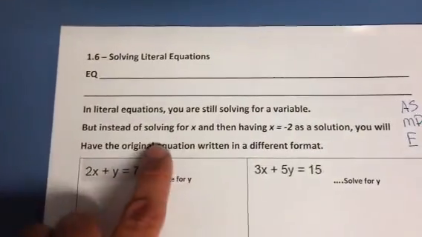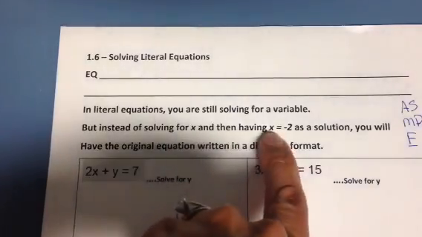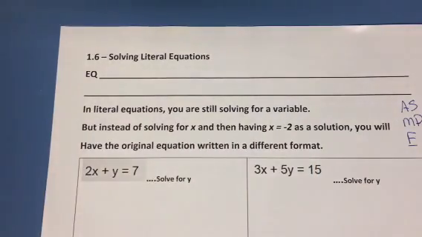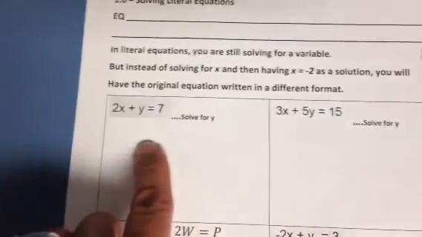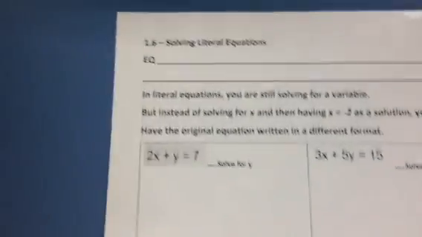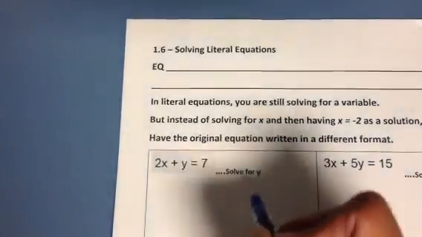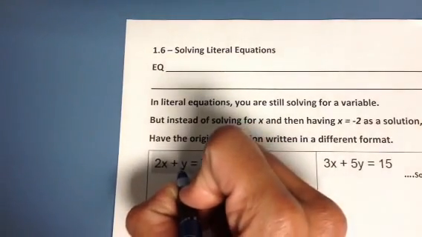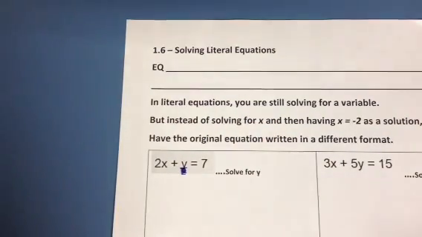So instead of solving for x, for instance, and having x equal -2 as the solution, what we're going to be doing is just rewriting these equations so that instead of 7 equaling everything or 15 equaling everything, we're going to have y equal everything in most of these. So since I'm solving for y, I like to underline what I'm solving for because that's going to stay there, and I need to look at what I need to move.